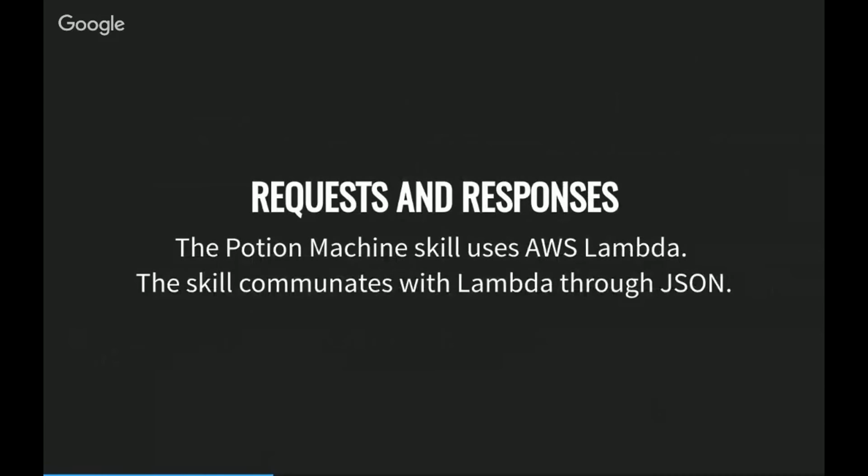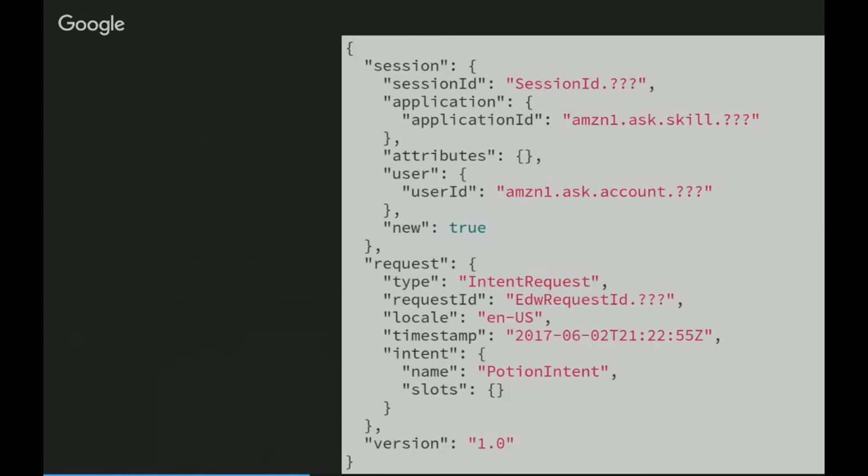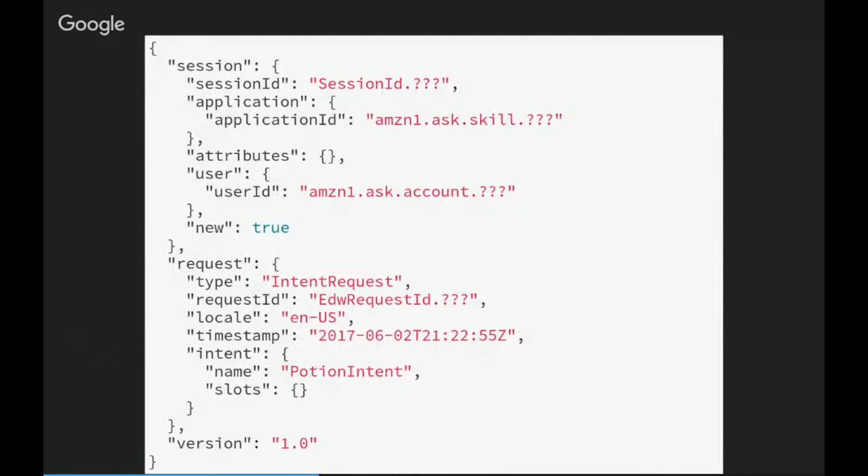One thing to know about the AWS Lambda and these skills is they communicate through JSON. So they're going to look like this. This is a standard request. These question marks here, these are some ID numbers that I've just kind of blocked out.